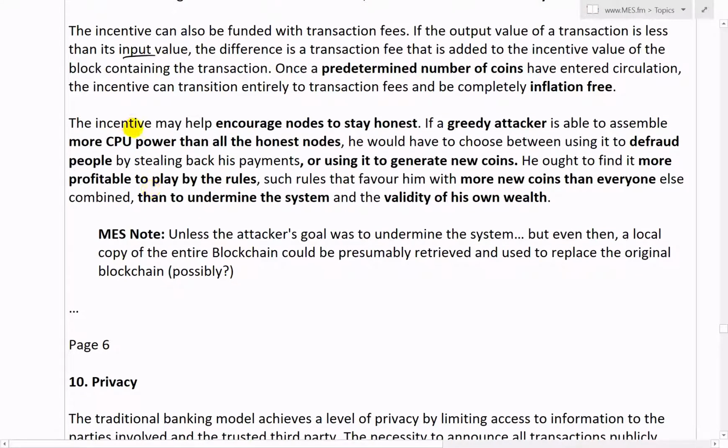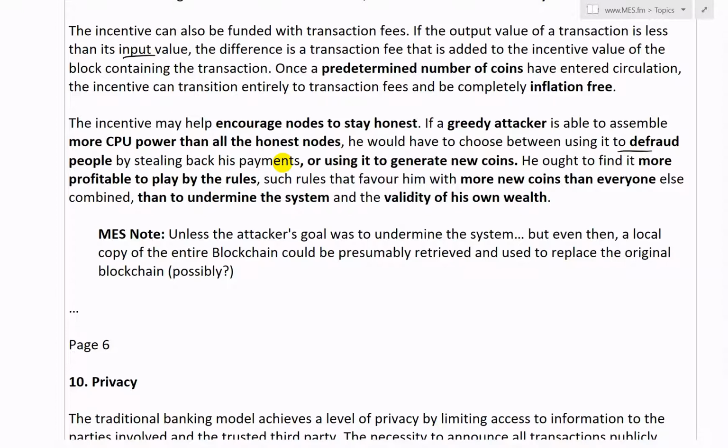The incentive may help encourage nodes to stay honest. If a greedy attacker is able to assemble more CPU power than all the honest nodes, he would have to choose between using it to defraud people by stealing back his payments or using it to generate new coins. Remember, if you change anything, you have to go back, change one, and change all the ones ahead. However far back you have to change, it's more and more work. It'll take longer, or you could just create new coins and get rich to the max.